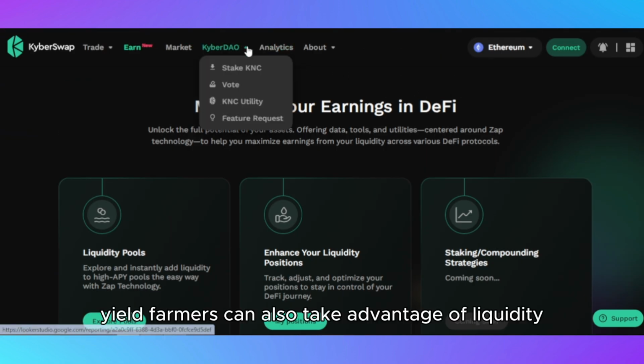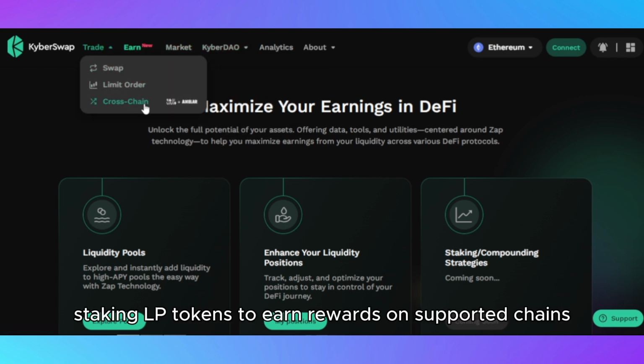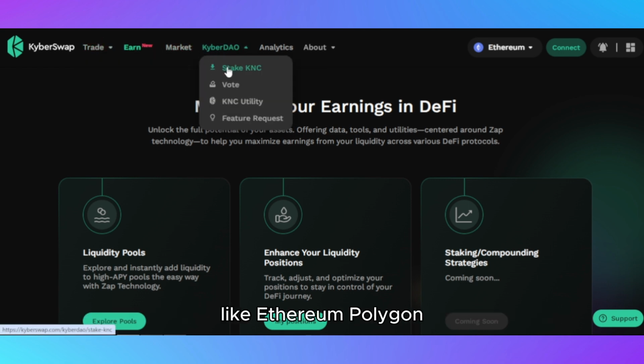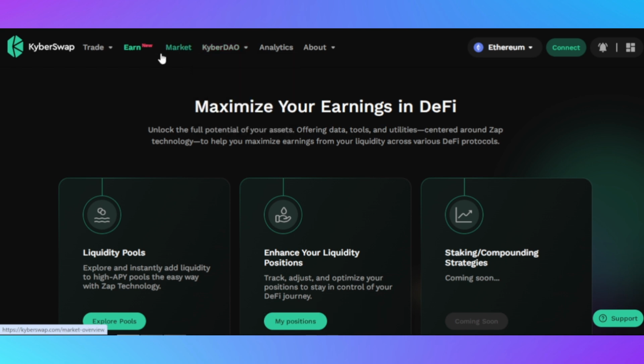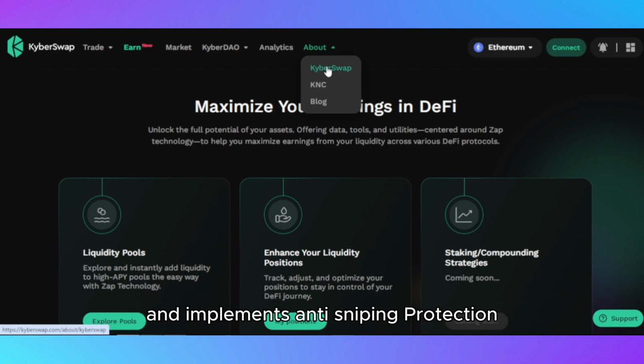Yield farmers can also take advantage of liquidity mining programs, staking LP tokens to earn rewards on supported chains like Ethereum, Polygon, BSC, and Avalanche. Security is another strong point. KyberSwap has undergone multiple audits and implements anti-sniping protection for fair and secure trading.